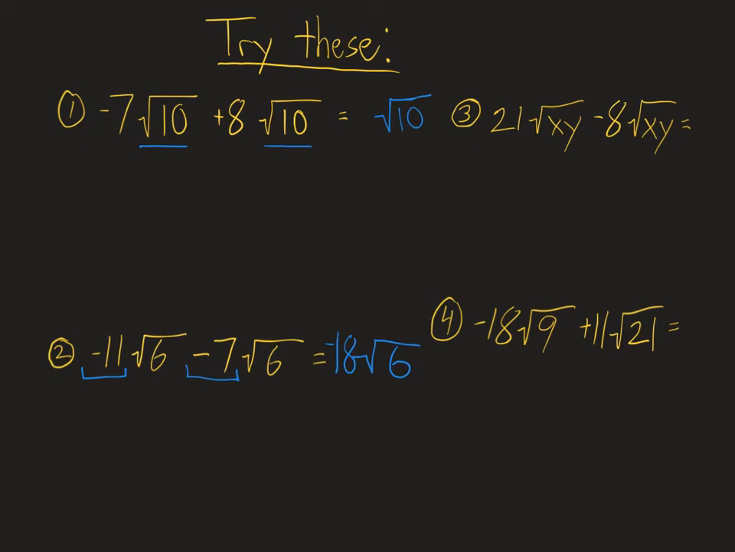Next one, it works the same way with variables. I'm adding together radical xy's. As long as they match, I can leave them just like that. 21 minus 8, what's that, 13? So we get 13 radical xy.